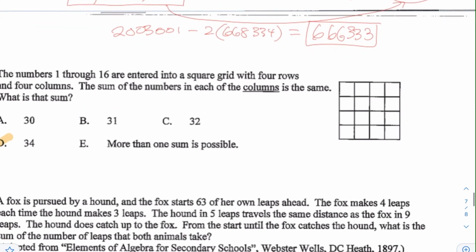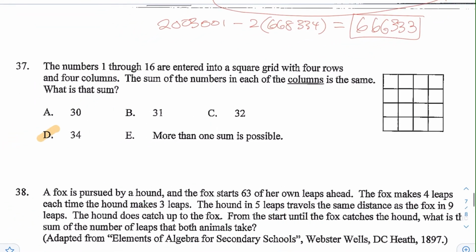Okay, next, for number 37, the numbers 1 through 16 are entered into a square grid with 4 rows and 4 columns. The sum of the numbers in each of the columns is the same. So what is the sum? So the columns have to be the same, and when you're adding the numbers from 1 to 16, eventually you have to add everything together.